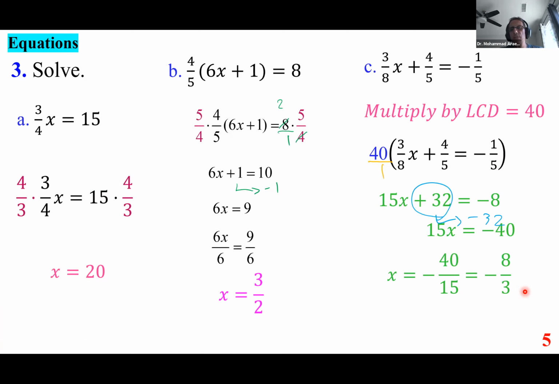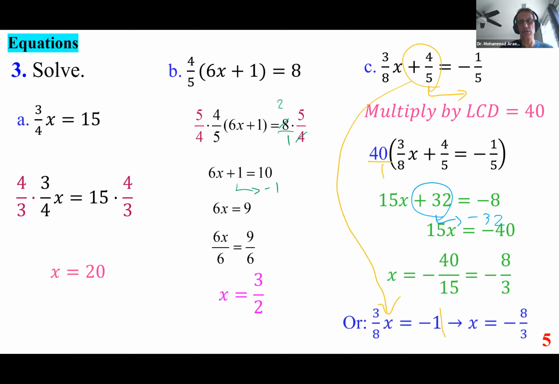Now, this question was simple enough that we could have just moved this. And I hope you realize this is -4/5 on the other side with -1/5, that becomes 1. So if you move this to the other side, it results in this. And all you have to do is multiply both sides by 8/3. Multiply both sides by 8/3, you have the answer.